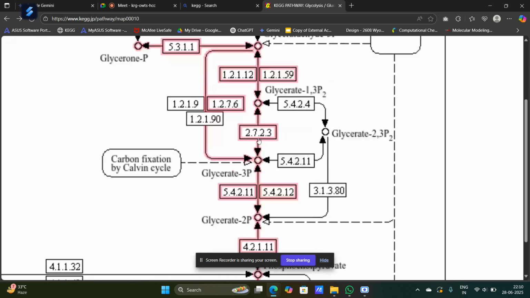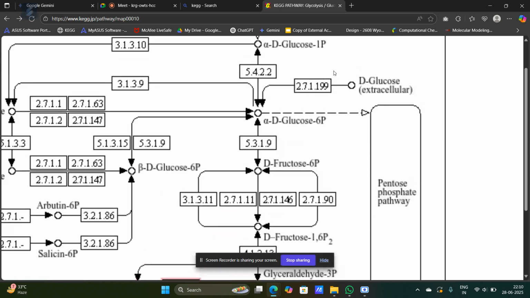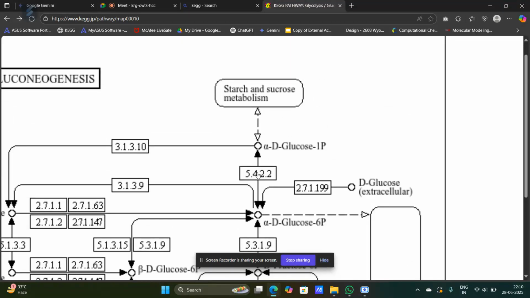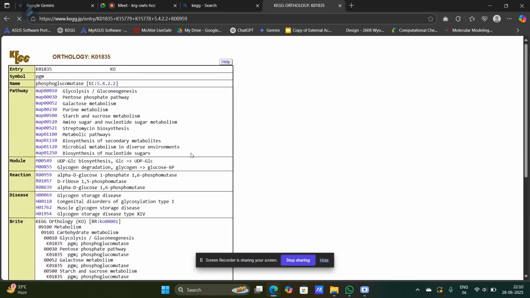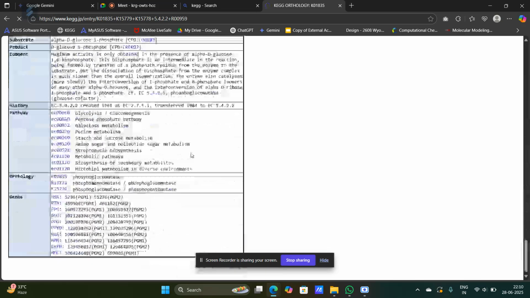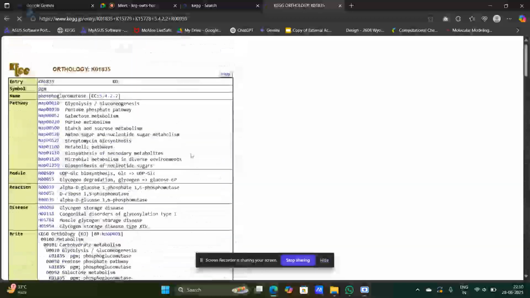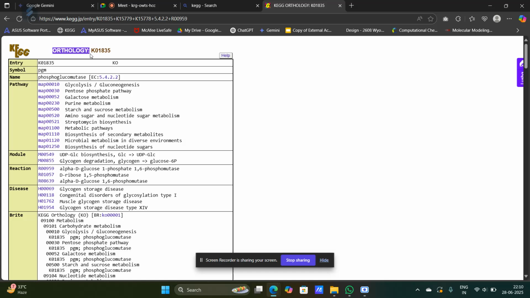Now let's click on one of the enzymes. Let's take the one right after alpha D-glucose 1P, 5.4.2.2. If I click on this, I'll again get a result, and this is what I have got. Have you guys got the same? Have you guys got orthology? Okay, so what is orthology?